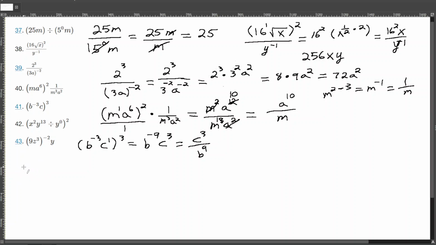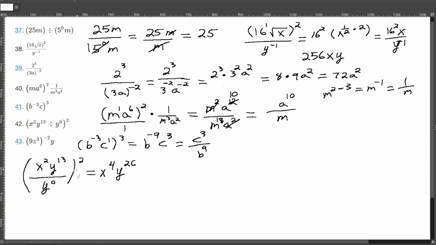Alright, so now we're on 42. Okay, so this is everything squared. This is x squared, y to the 13th, over y to the 0. And it's everything squared. That's why they have those parentheses around everything. So y to the 0 we don't really have to worry about. It's just going to be the power of a power rule multiple times. 2 times 2 is 4. It's x to the 4. That's 13 times 2, which is going to be y to the 26th.